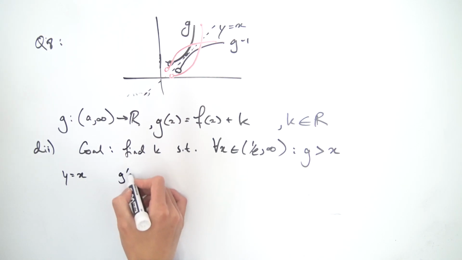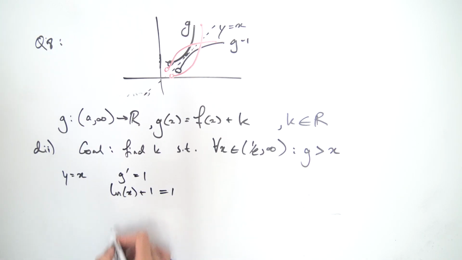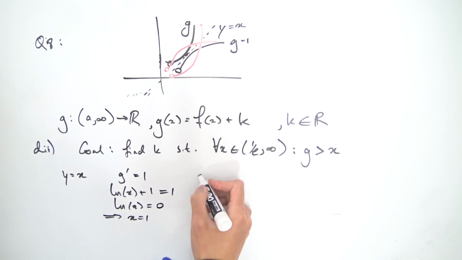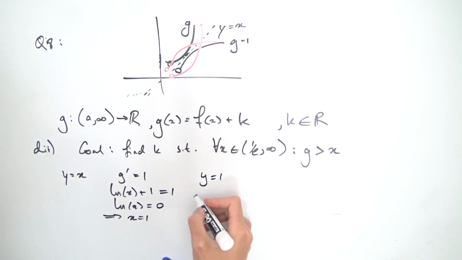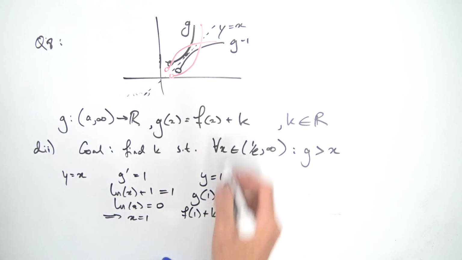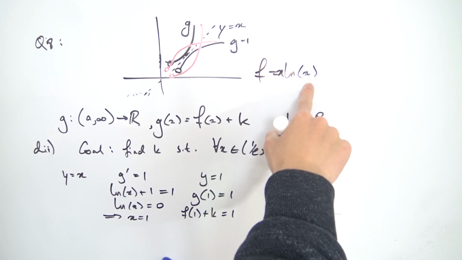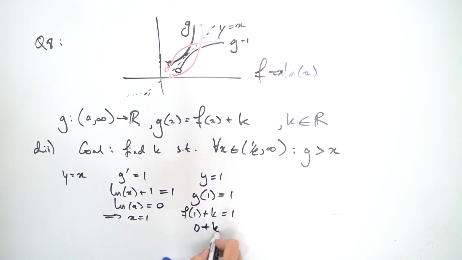So that means g prime must be equal to 1, but g prime is natural log of x plus 1. And if we're solving where that equals 1, that means natural log of x is equal to 0, which implies that x equals 1. And if x equals 1, the corresponding y value is equal to 1. So that means g of 1 is equal to 1. But g of 1 is f of 1 plus k, and that's equal to 1. But f is equal to natural log of x times x. If you plug a 1 into here, you're going to get 0. So 0 plus k gives you 1. That means k is equal to 1.